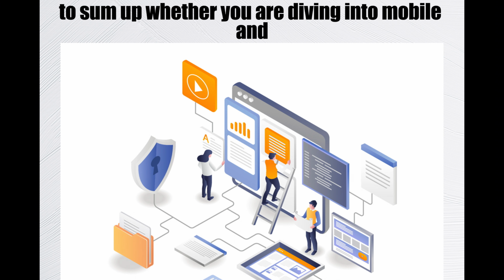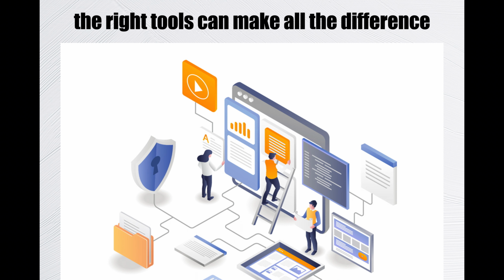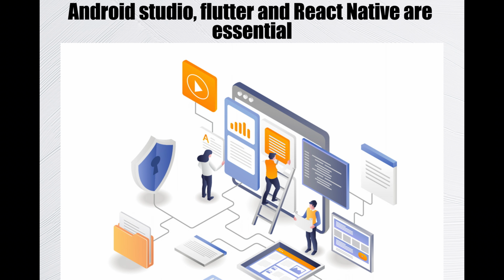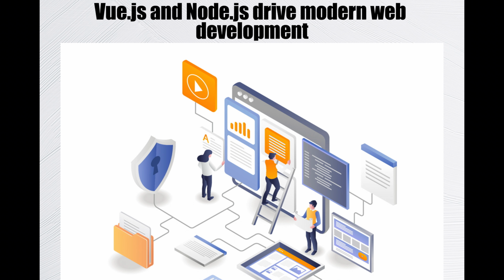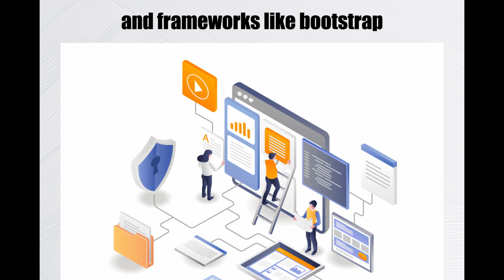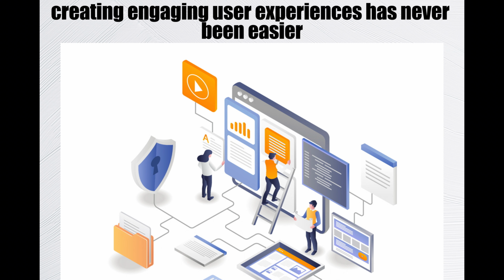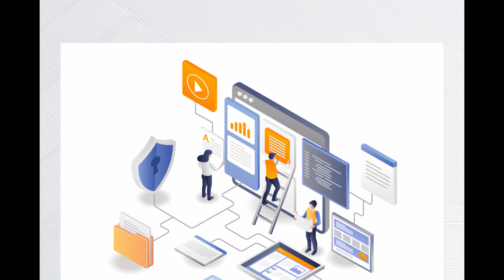To sum up, whether you are diving into mobile or web development, the right tools can make all the difference. Android Studio, Flutter and React Native are essential for mobile apps, while React.js, Vue.js and Node.js drive modern web development. And with design tools like Figma and frameworks like Bootstrap, creating energizing user experiences has never been easier. These are the details about our mobile and web development process.